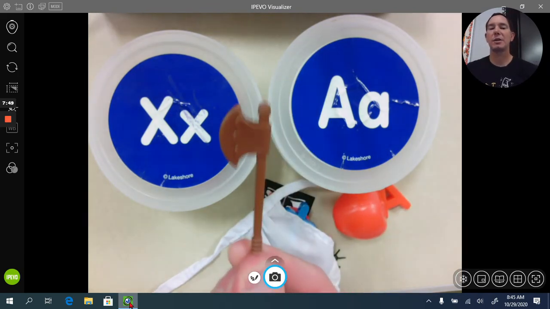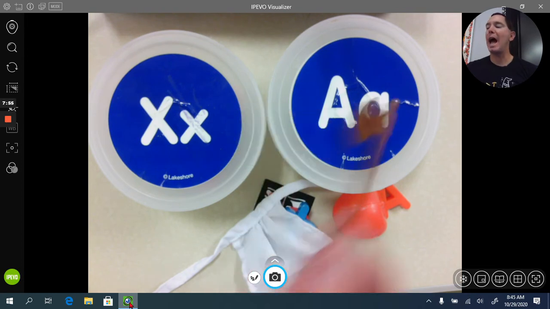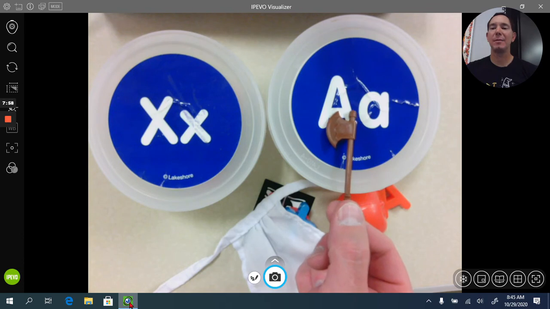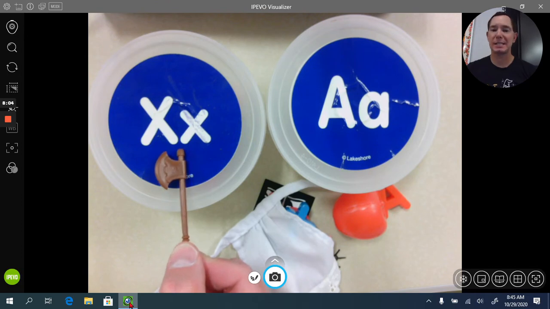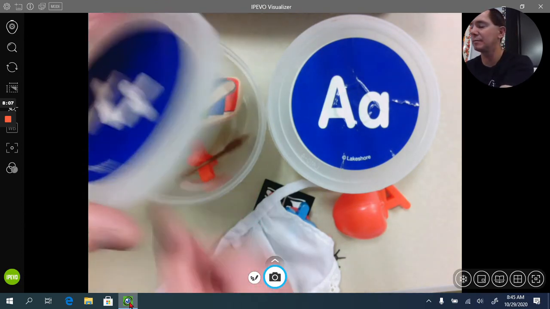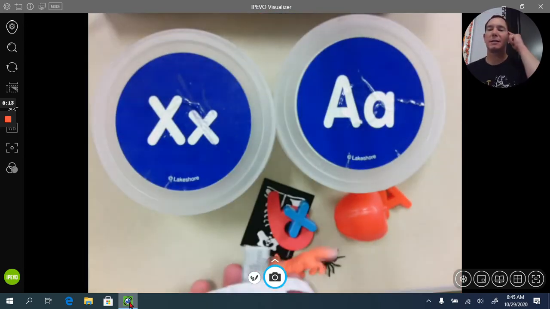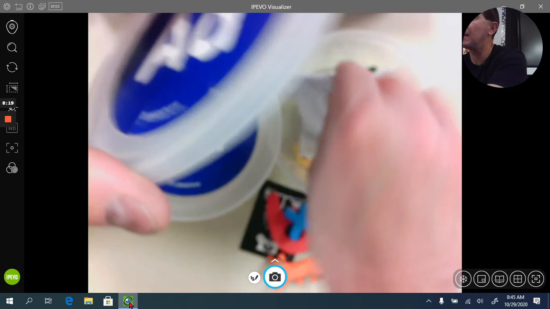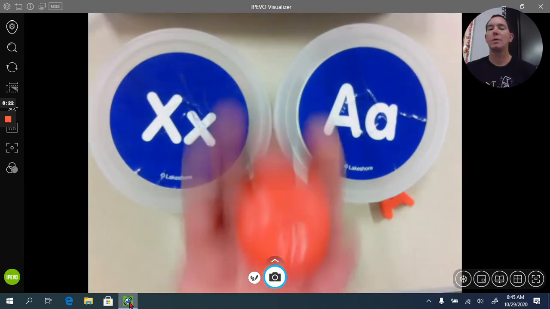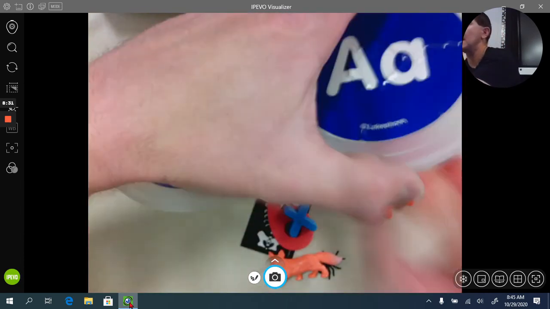Which tub does the axe go in? Ooh, this is tricky. It begins with the A sound, so it could go in the A tub, but it originally came out of the X tub because it ends with the X sound. So let's put it back in the X tub. Which tub does the apron go in? Think. Apron. It begins with the long A sound, so it goes back in the A tub. Which tub does the apple go in? Think. Apple. It has the short A sound, so it goes in the A tub.